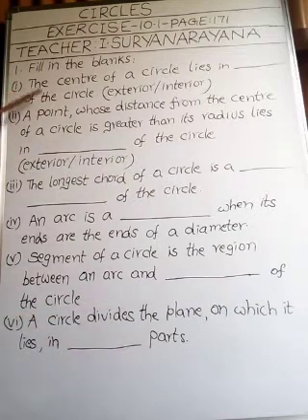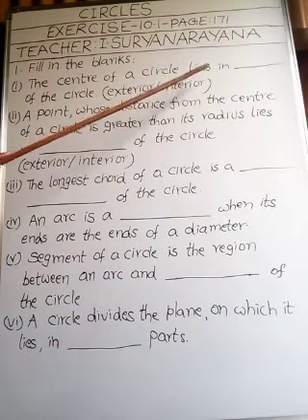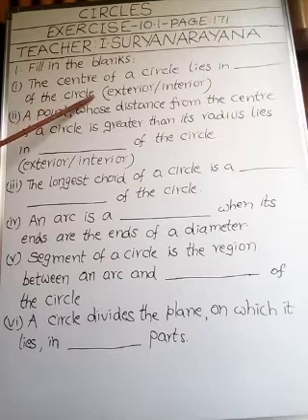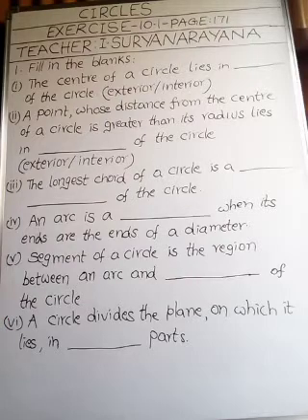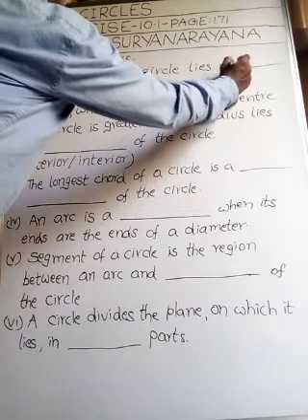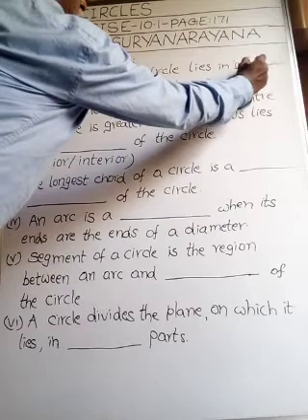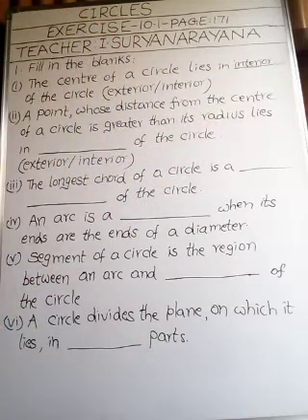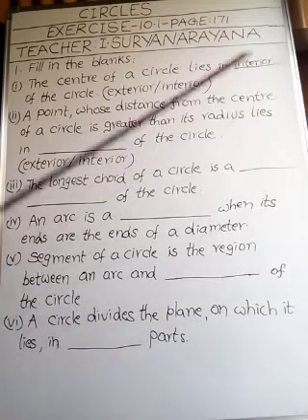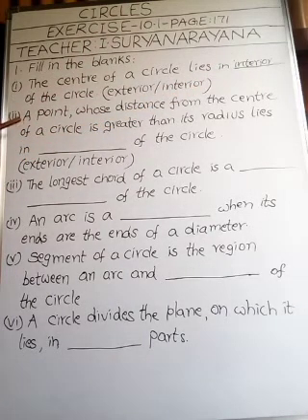See the first one. The center of the circle lies in dash of the circle. Exterior or interior? Where does that center of the circle lie? Interior of the circle or exterior of the circle? Yes, interior. The center of the circle lies inside the circle, so it lies in the interior of the circle. Understood this first one? Right. Come to the second one.